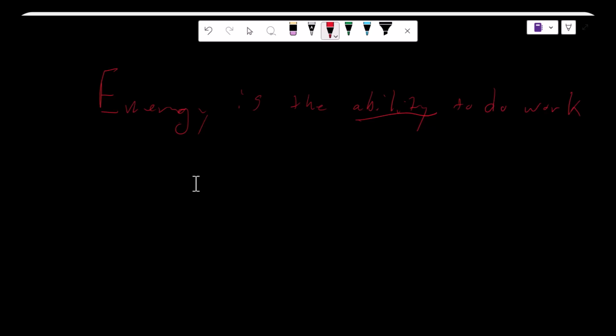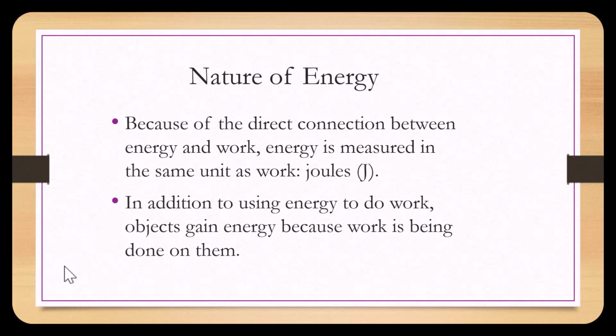And we define work as exerting a force over a distance to move an object. So what do we mean by that? If this was an object and a force was pressed on it, and that force moved the object a certain distance, that would be work. Because of the direct connection between energy and work, energy is measured in the same units as work, which is the joule.